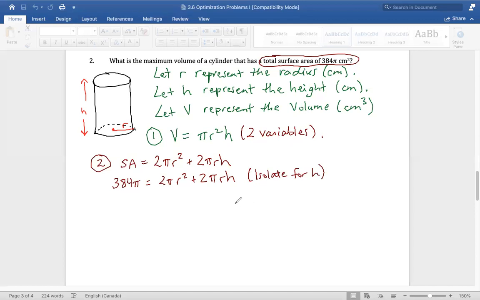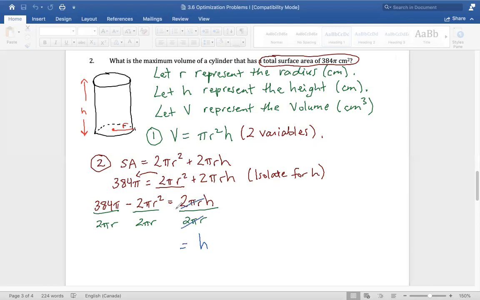So if I'm isolating for h, the first thing I would do is take this 2 pi r squared and just throw it over to the other side. So I have 384 pi minus 2 pi r squared equals 2 pi r h, what's remaining on the right-hand side. And again, if I want to get h by itself, I'm multiplying here with the h. So to do the opposite, I'd have to divide by 2 pi r, divide this side by 2 pi r, divide this term by 2 pi r. So what would that leave me with here, just to clean this up?